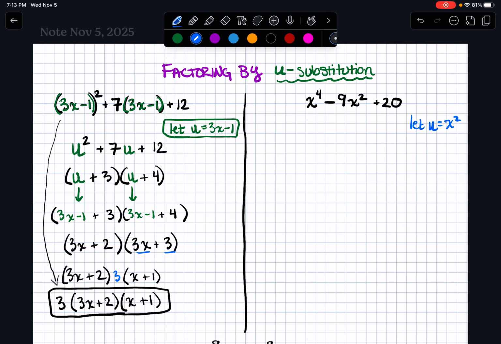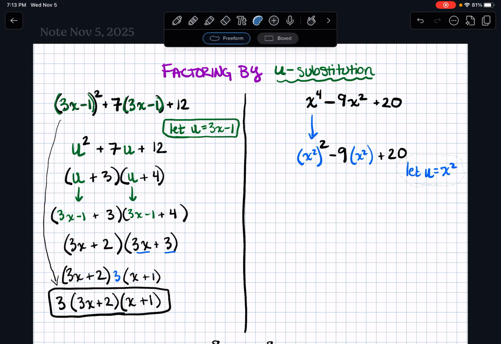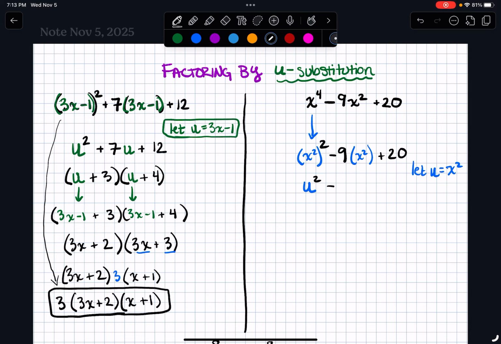If u equals x squared, I can rewrite this problem as x squared squared, right? X squared squared would be x to the 4th, minus 9 times x squared plus 20. And now if I'm doing my u-substitution, I can rewrite this as u squared minus 9u plus 20, because I've defined u as equaling x squared.